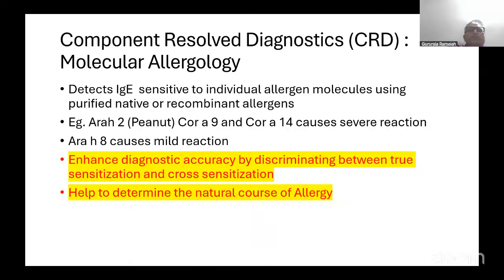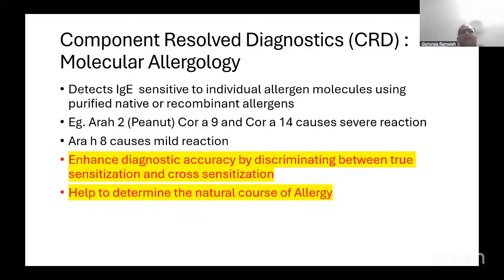So the diagnosis of food allergy has historically been fraught with uncertainties. The conventional skin prick test or IgE levels in the serum identify sensitization, but the mere presence of IgE antibodies does not always correlate with a clinical allergy. This ambiguity frequently necessitates the oral food challenge, which is the gold standard, but it is resource intensive and potentially dangerous because of anaphylaxis risk.